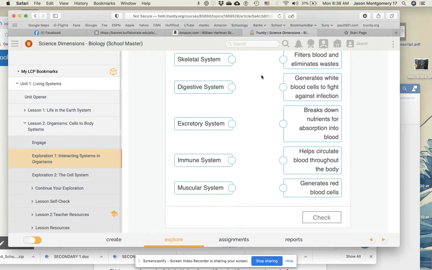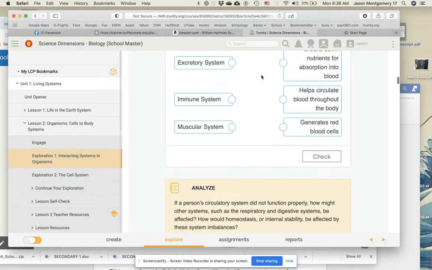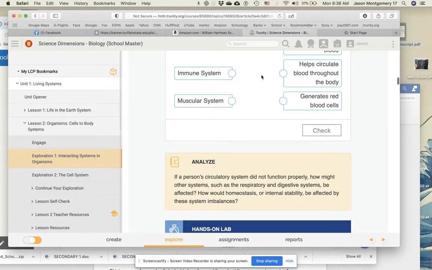For instance, if a person has liver cancer and their liver stops working properly, this is going to affect several other systems in the body, and the actual cause of death of that person could be something not related to the liver, because everything is interconnected.